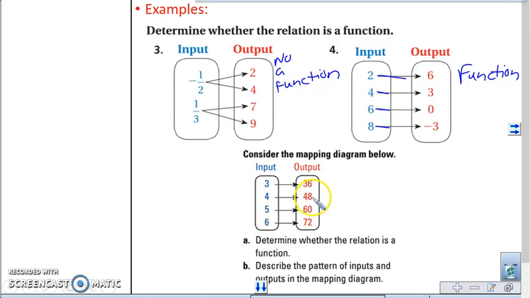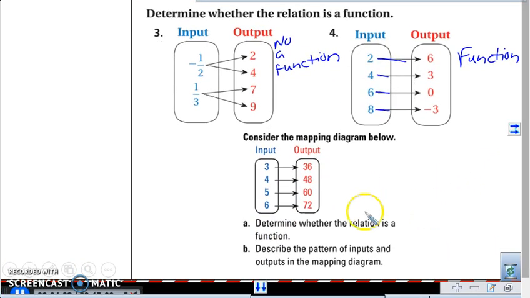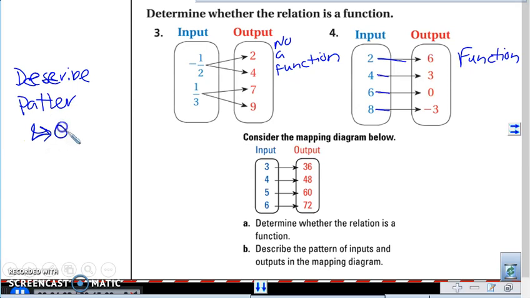The last thing we need to be able to do is determine whether it's a function, then describe that pattern. So we know how to look at a mapping diagram and list the ordered pairs. We know how to look at a mapping diagram and determine if it's a function or not. Now we need to be able to describe that pattern going on in there, meaning what operations are going on with the input. So when it says describe pattern, you're thinking operations.